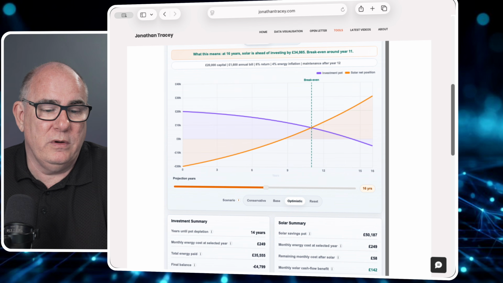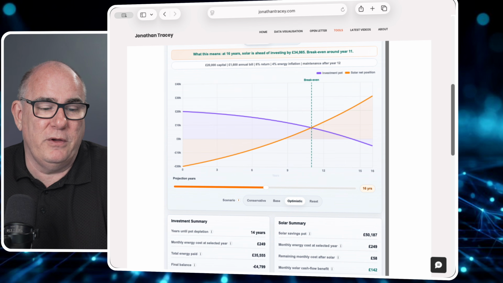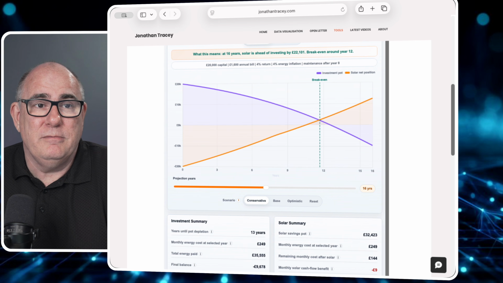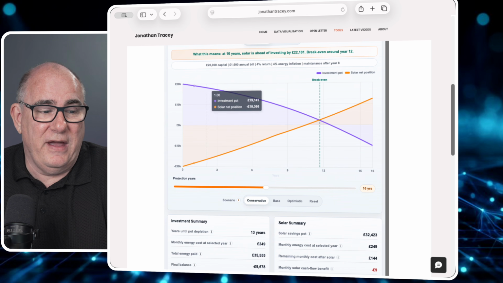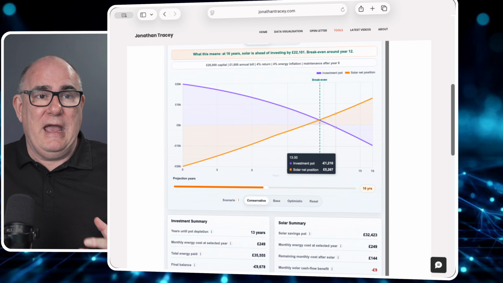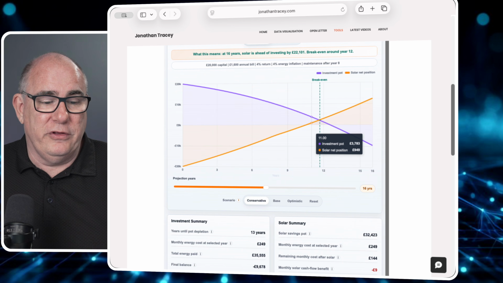Let's just project forward a little bit more. You'll notice there, even at the most optimistic, base, or conservative, it doesn't really have that much of an effect. Over that period of time, because you're taking money out of the account, you're constantly losing money. And this is the real difference. One option uses your money to pay a bill. The other removes the bill and turns that money into something that can grow.